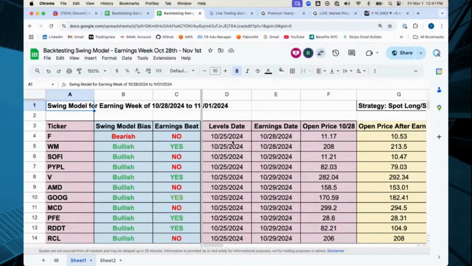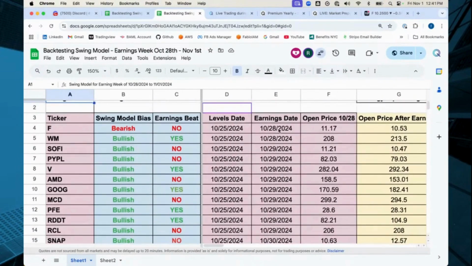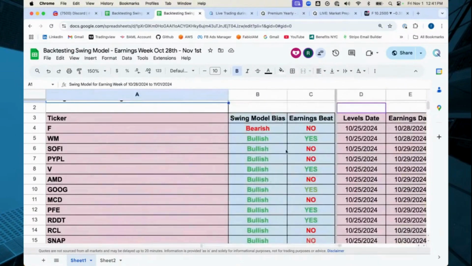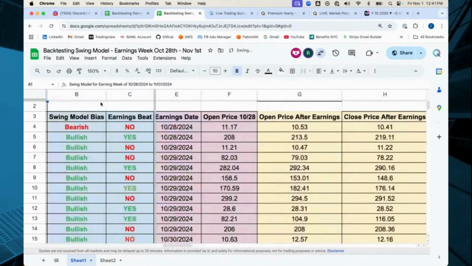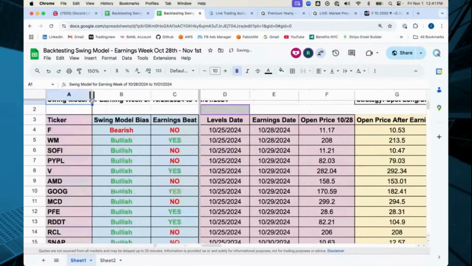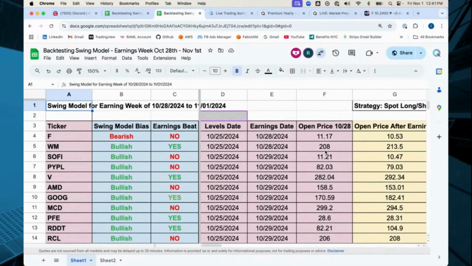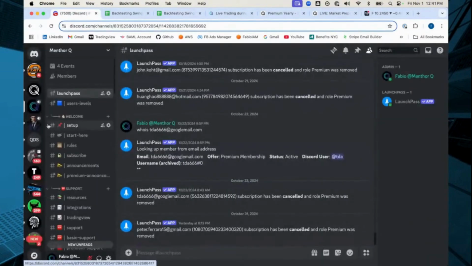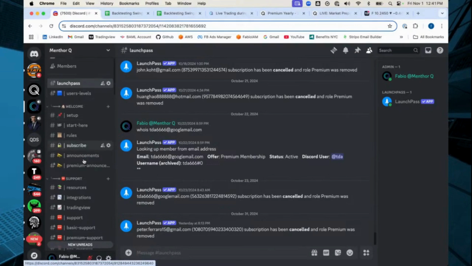So on Friday, we took the levels and we put also the date here of the earnings date. Then we took the opening price for Monday, the 28th, and we did different strategies. But before we do that, let's go back into our bot and see how we actually took the data.